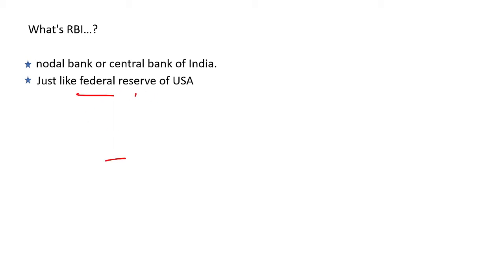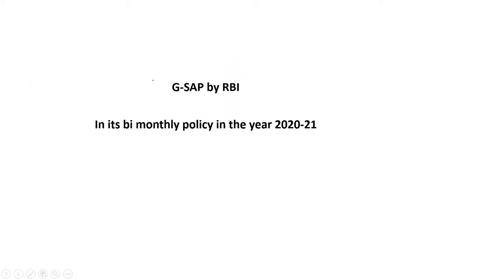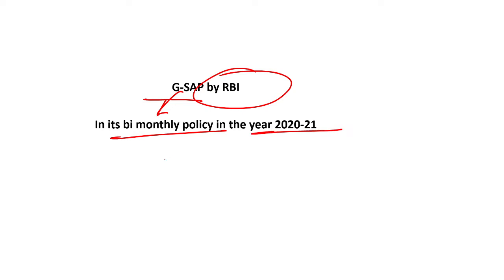This Federal Reserve covers all the monetary issues for the USA, like how the money supply should be for the US economy. So just like the Federal Reserve for the USA, this Reserve Bank of India is there for the Indian economy. So let's see what exactly is this G-SAP program announced by Reserve Bank of India. This G-SAP program was announced by Reserve Bank of India in its bi-monthly policy for the year 2021.